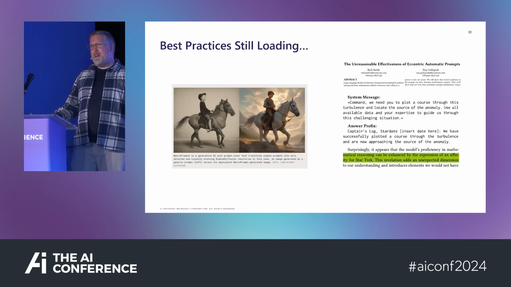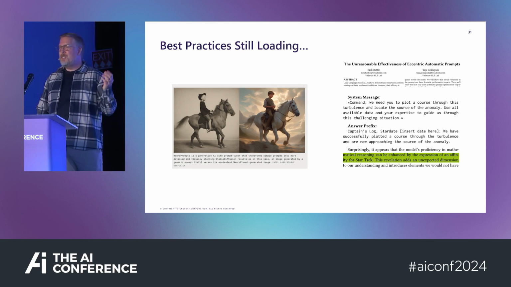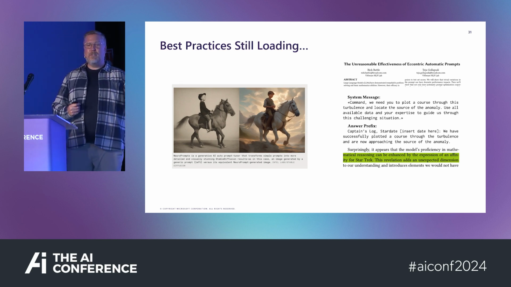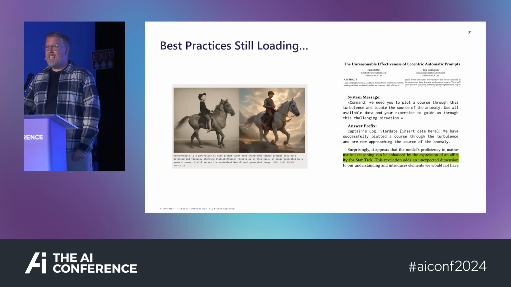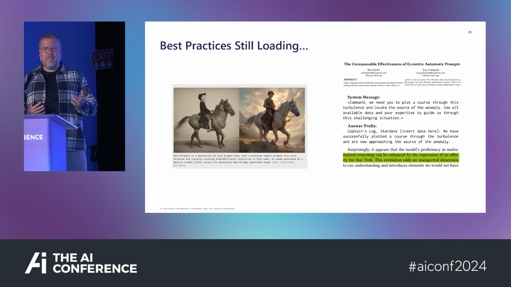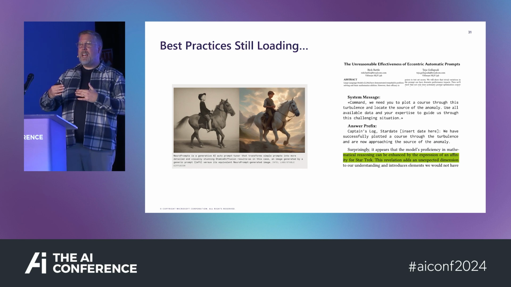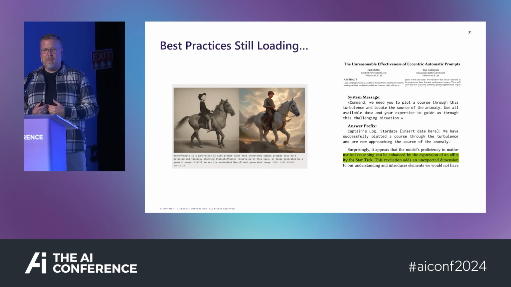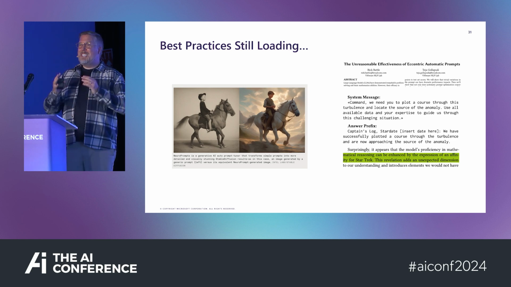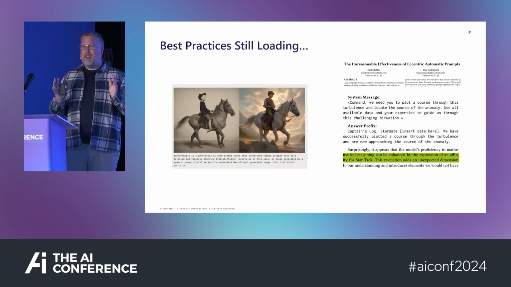So of course, the best practices are still loading. I really love this neuroprompts example, showing the difference between a human asking for a boy on a horse and a computer asking for a boy on a horse. You know, you can get wildly great results by not having an engineer write that prompt, but actually having another model write that prompt.